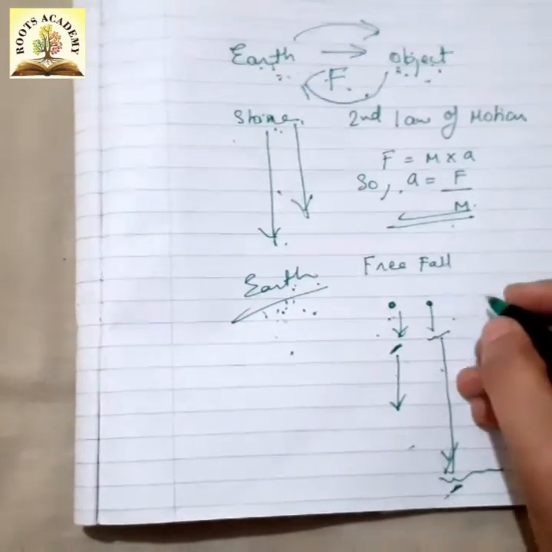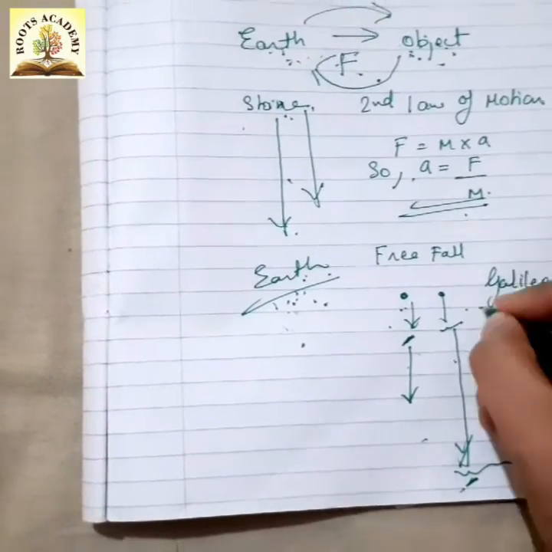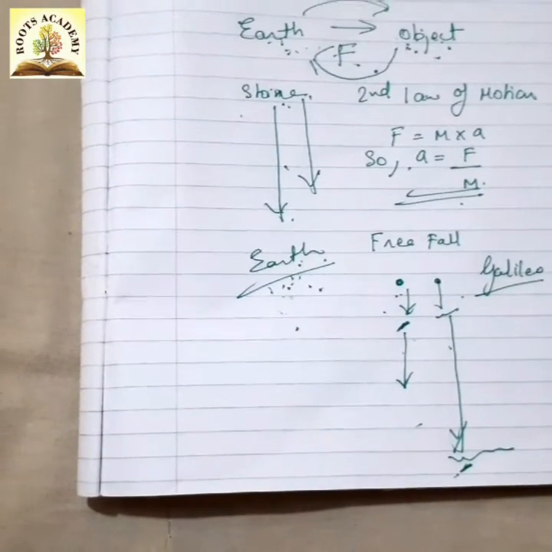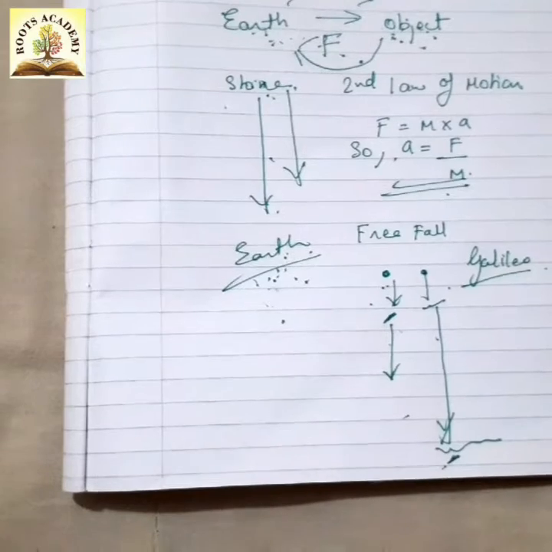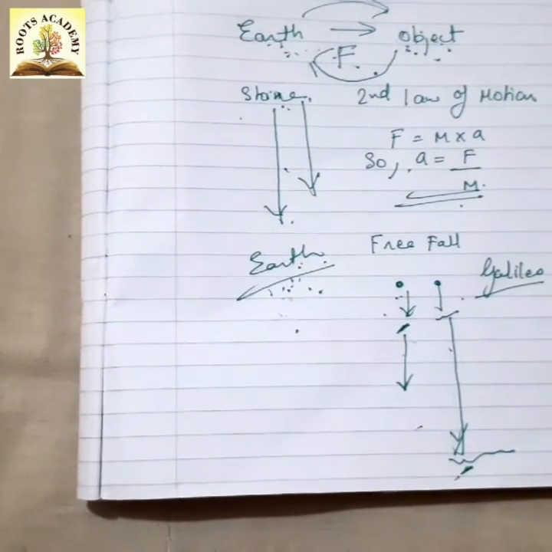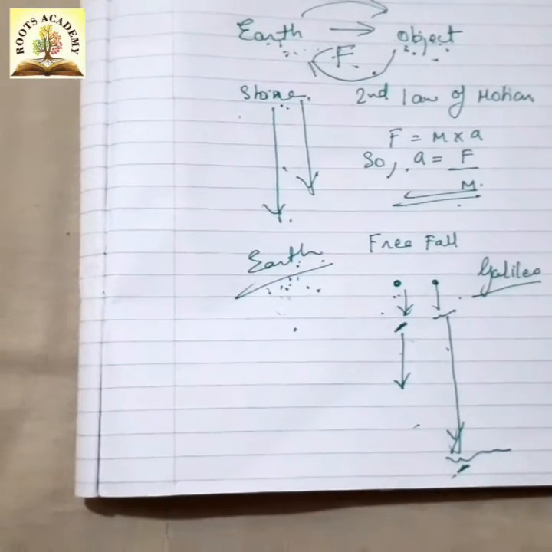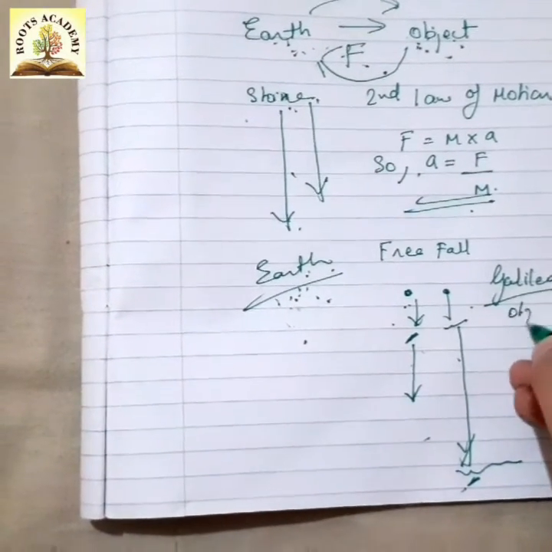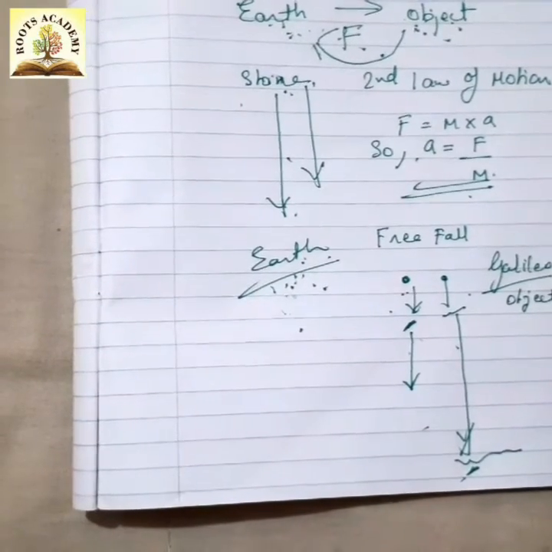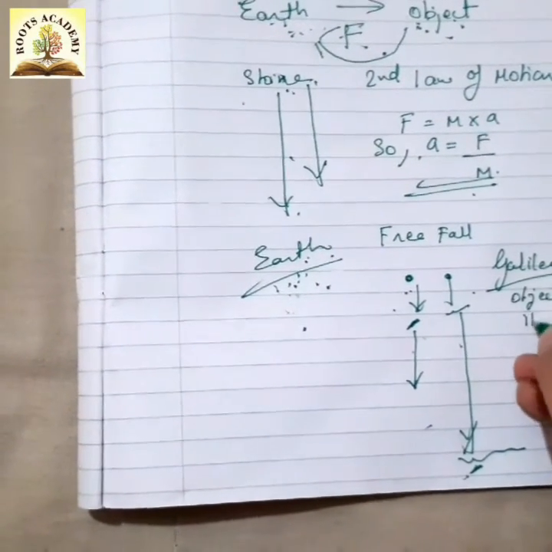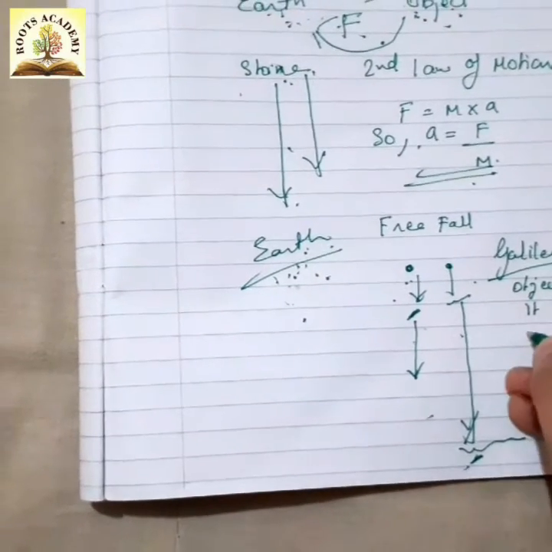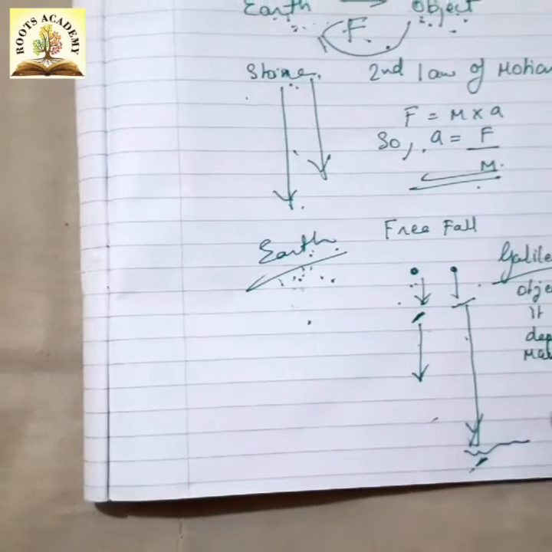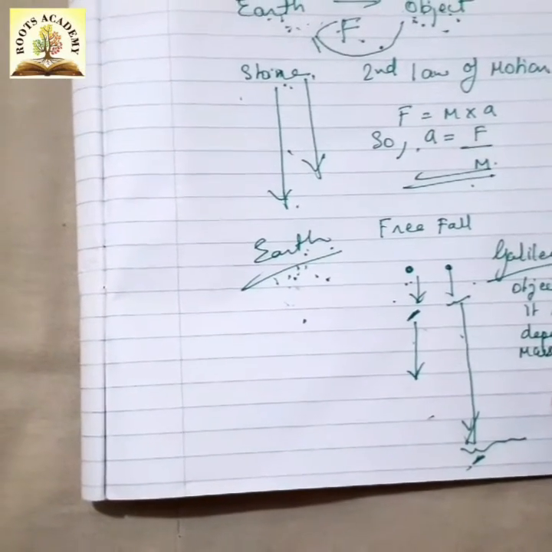Later on, Galileo, the scientist, conducted an experiment. He dropped two stones from the roof of the Pisa tower, and he found that the two stones of different mass reach the ground at the same rate. So he concluded that an object dropping from a height does not depend on its mass, and they reach the ground at the same rate.